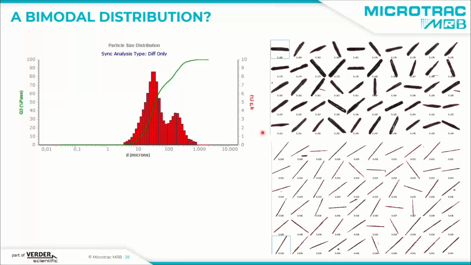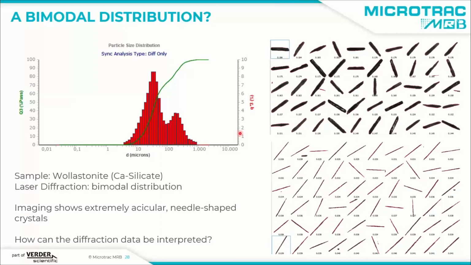When we look at the images, we see that these are very long, needle-shaped, acicular particles. And what we really see here is that what appears to be small particles is the width of these needles, and the second size here would be the length. Because the laser analyzer does not make any difference between width and length, it just puts both into one and the same distribution. The sample here is a calcium silicate, a wollastonite.